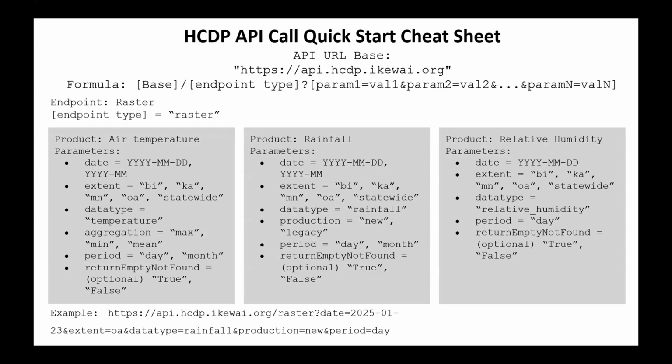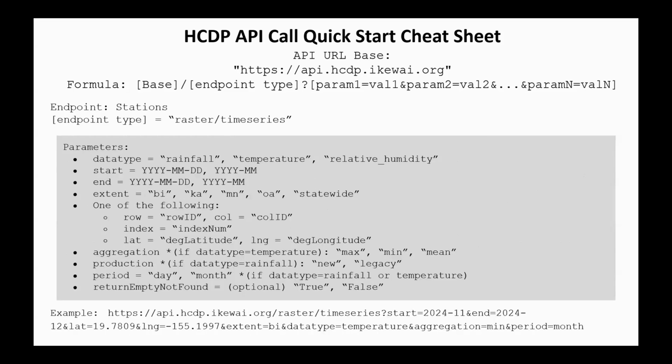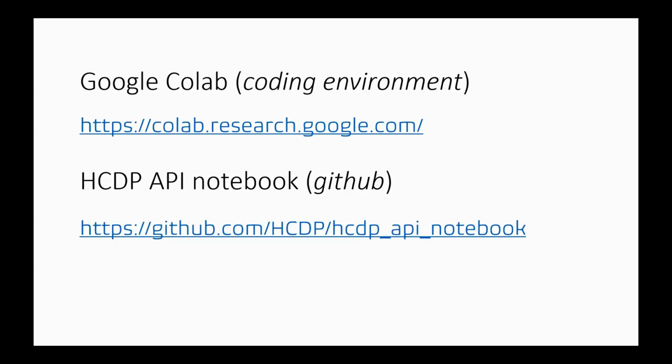And just a reminder, you were emailed a HCDP API calls quick start cheat sheet. I don't know if it's dropped in the chat. This has some of the variables that you'll be changing. It's 2 pages. You don't need to memorize this. Hopefully you can open that PDF up.